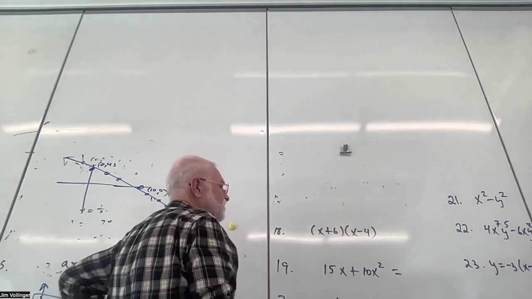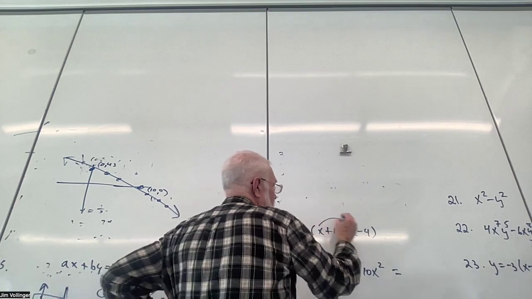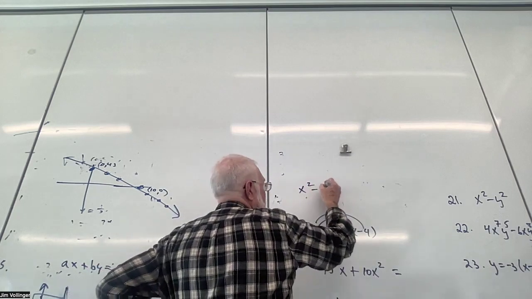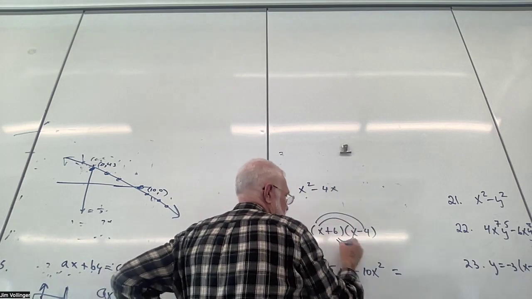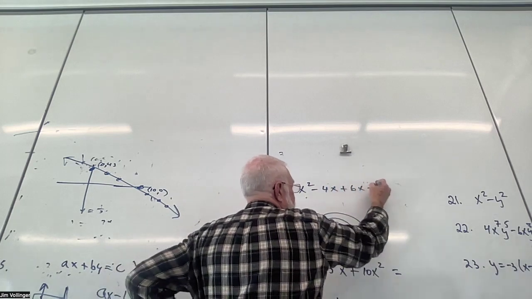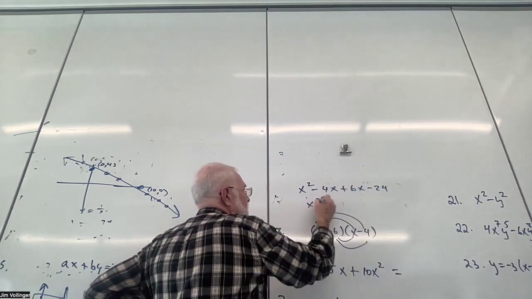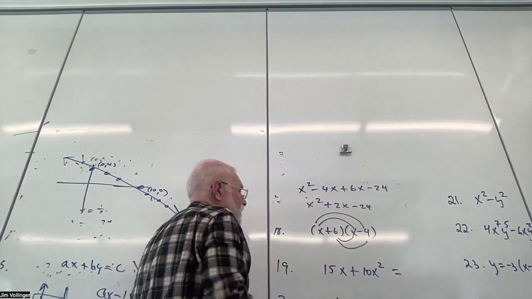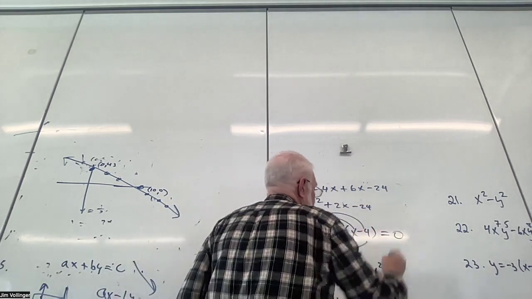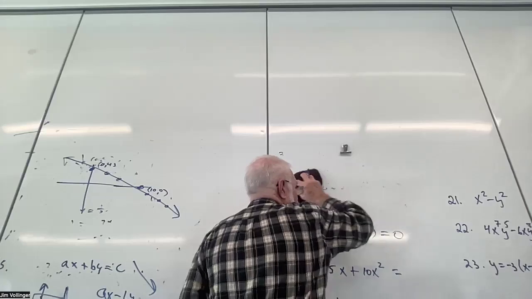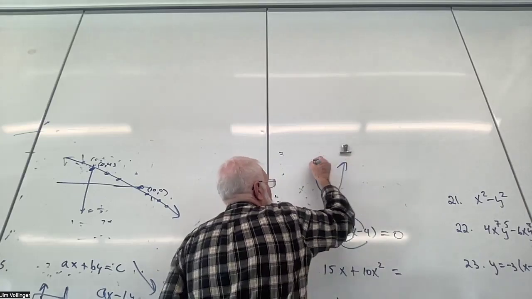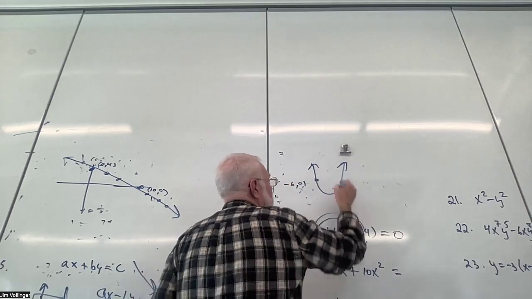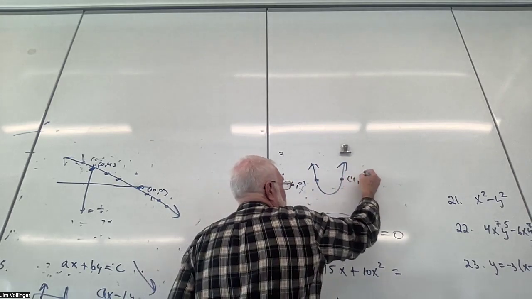x plus 6 times x minus 4. Well, from your Algebra 1 days, you should know that's x squared minus 4x, plus 6x minus 24. And we've got ourselves x squared plus 2x minus 24. And products equaling 0 certainly get us information. So I know I've got a quadratic, up shape. I know -6 gets me a 0, and I know 4 gets me a 0. So it's helpful to put things in product form.